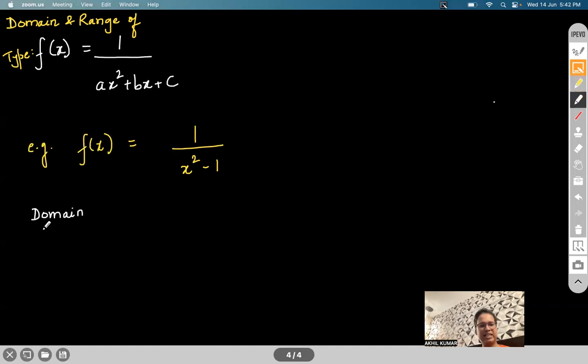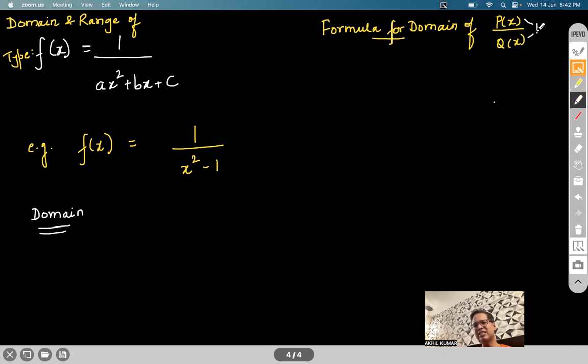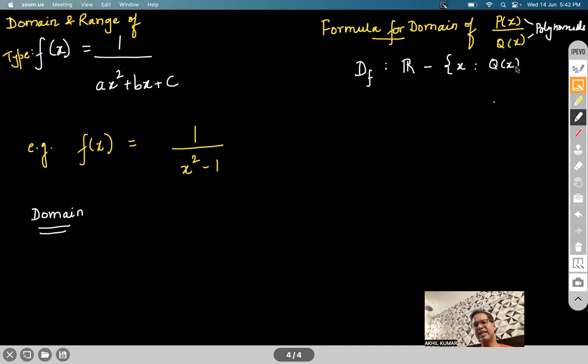Let me put the heading here. I am now finding the domain of the function. So remember the domain approach. I'll write down the formula over here that we had discussed in the class. So formula for domain was what? Domain of this kind of a function where these two are polynomials. What was the formula we had discussed? The domain formula is R minus the set of x such that q(x) is equal to 0. That means you remove those values for which your denominator becomes 0. Clear? So now tell me in this case, what values of x will make the denominator become 0? So 1 and negative 1. 1 and minus 1. Okay, very good.